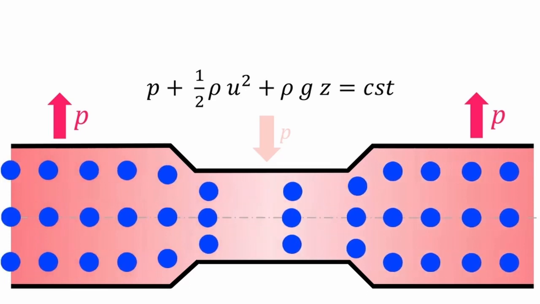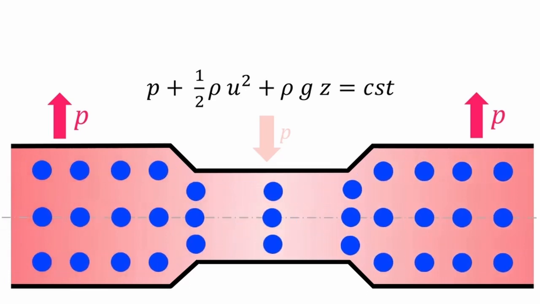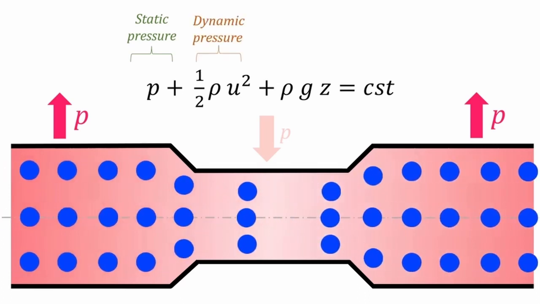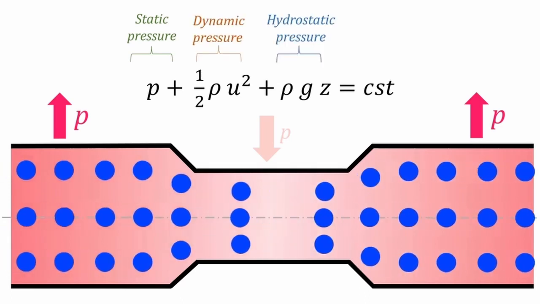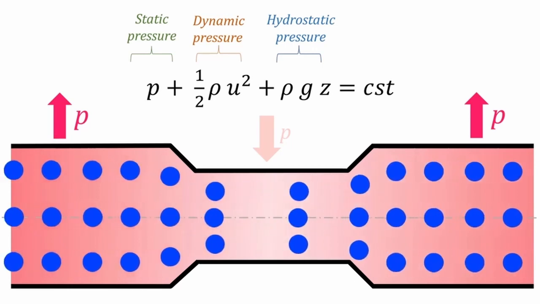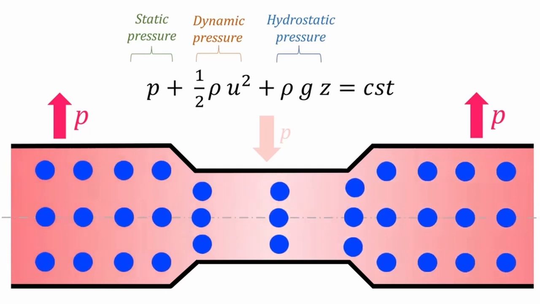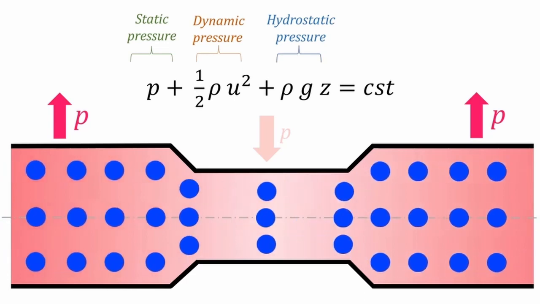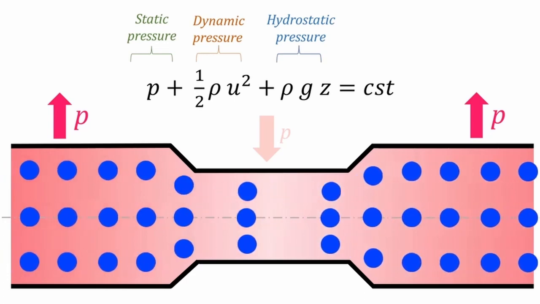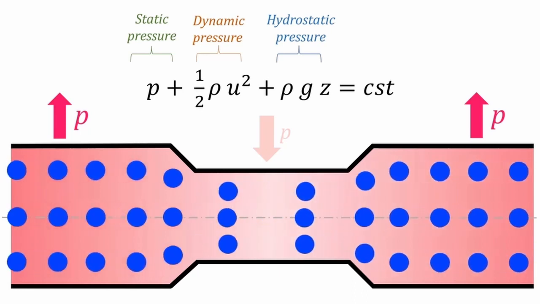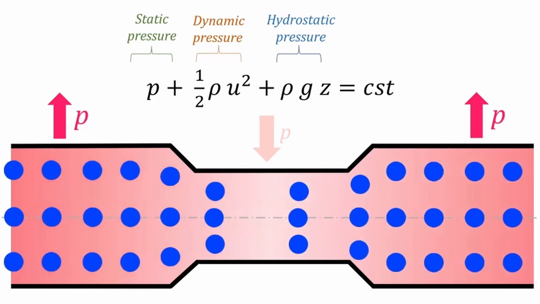Bernoulli equation is a result of energy conservation applied to fluids. It's composed of three terms: static pressure, referring to internal energy, dynamic pressure or kinetic energy, and hydrostatic pressure or potential energy. Bernoulli equation states that in a steady, incompressible, 1D, no-loss fluid, the sum of these three terms is constant. For instance, in a Venturi tube, the pressure decreases in the small cross-section due to the increase of velocity. Similarly, in a vertical tube, the pressure at the top reaches its lowest.